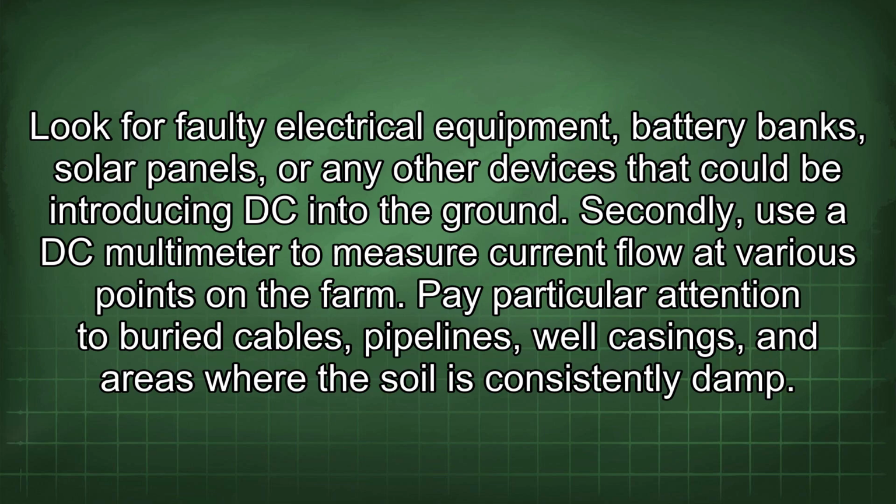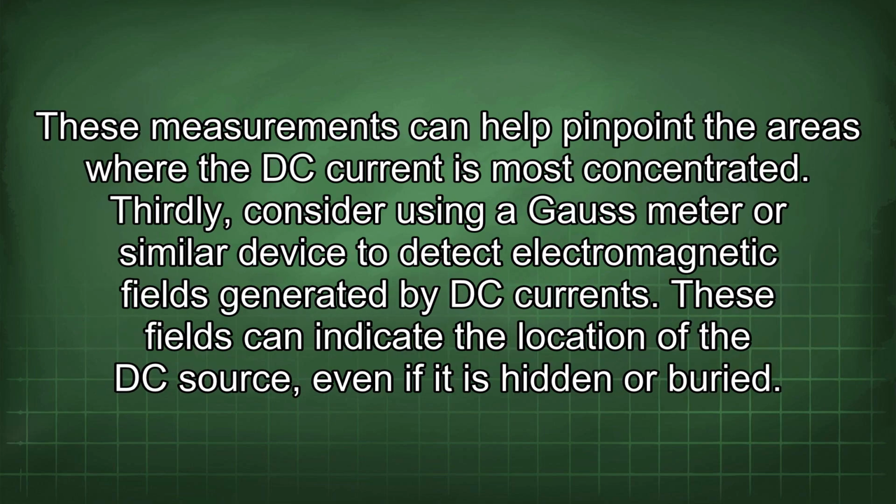ground. Secondly, use a DC multimeter to measure current flow at various points on the farm. Pay particular attention to buried cables, pipelines, well casings, and areas where the soil is consistently damp. These measurements can help pinpoint the areas where the DC current is most concentrated. Thirdly, consider using a Gauss meter or similar device to detect electromagnetic fields generated by DC currents. These fields can indicate the location of the DC source, even if it is hidden or buried.